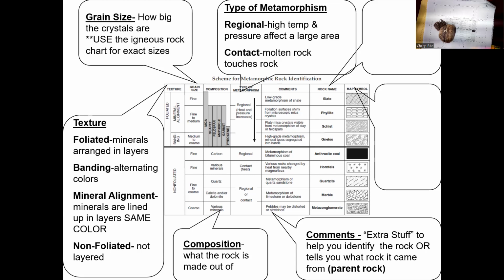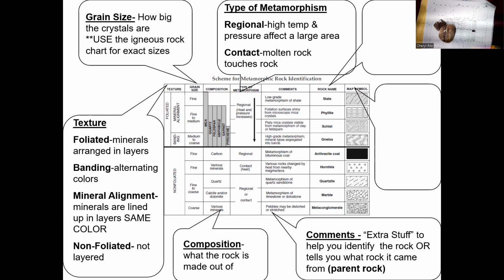Foliation surfaces shiny with microscopic mica crystals. Or schist, clady mica crystals visible from metamorphism of clay or feldspar. Nice, high-grade metamorphism, mineral type segregated into bands. So that's the extra stuff I'm talking about. But then also some of them, like slate, say it's a low-grade metamorphism of shale. That's what's called identifying the parent rock.